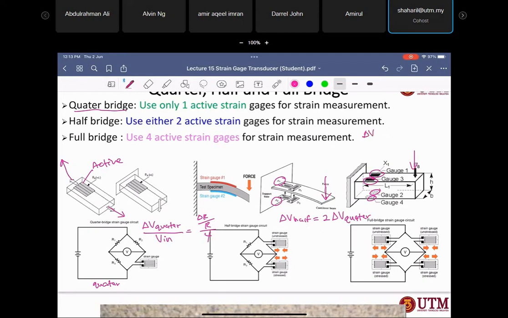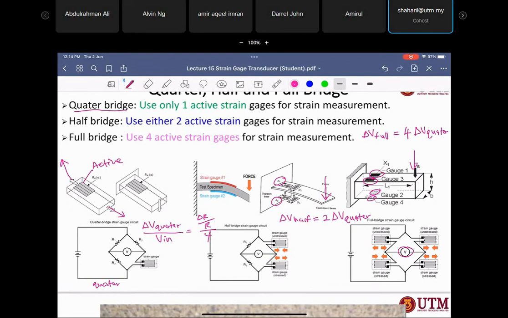Active, active, and active. So that means there are 4 active strain gauges. So in order to find the delta V here, I would like to write it like this: delta V full is equal to 4 times delta V quarter. So the very basic one to find first is delta V quarter. Okay. Any questions so far?